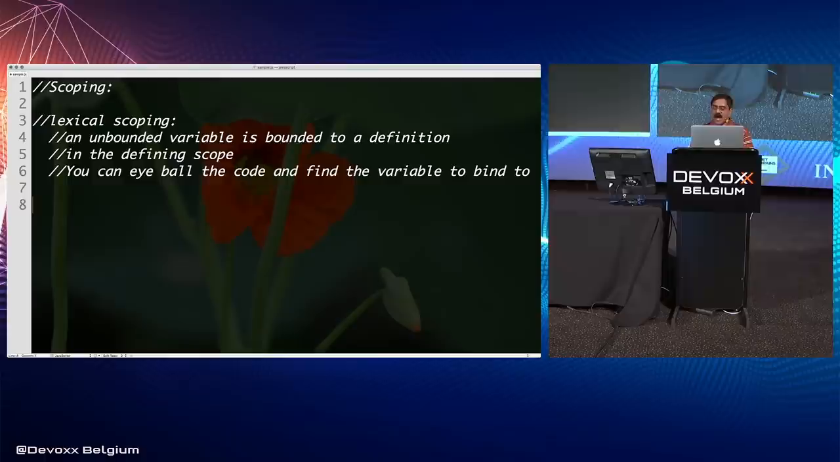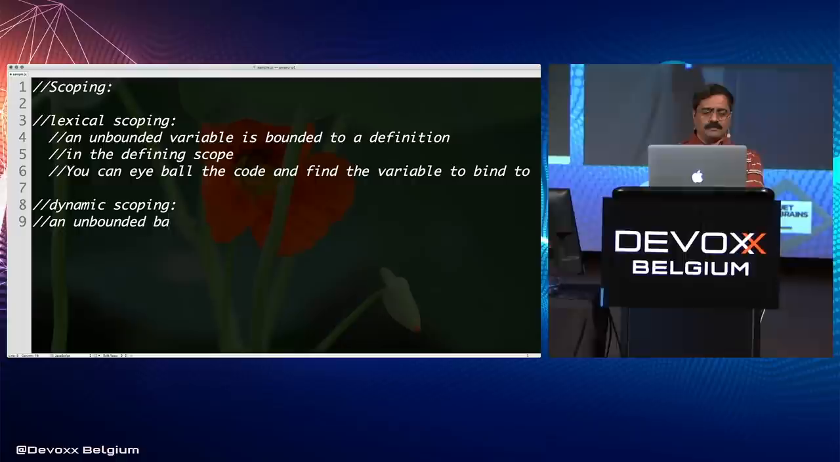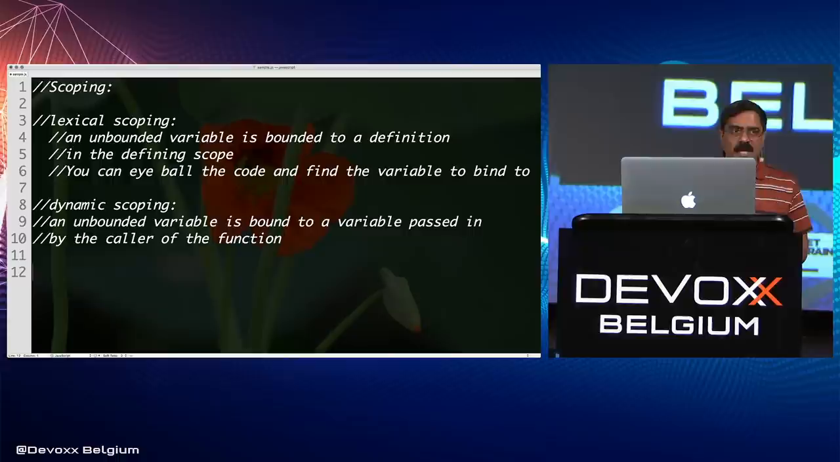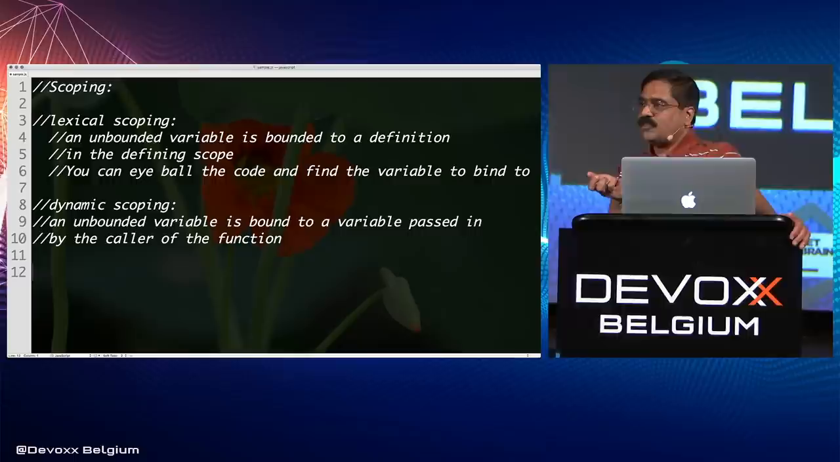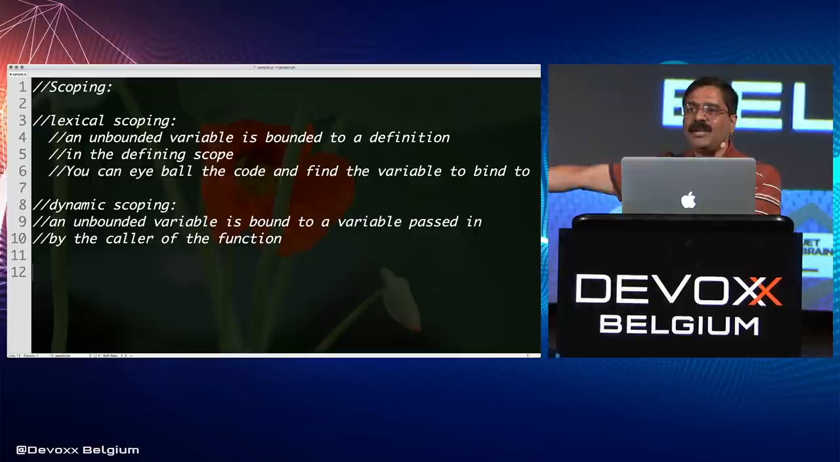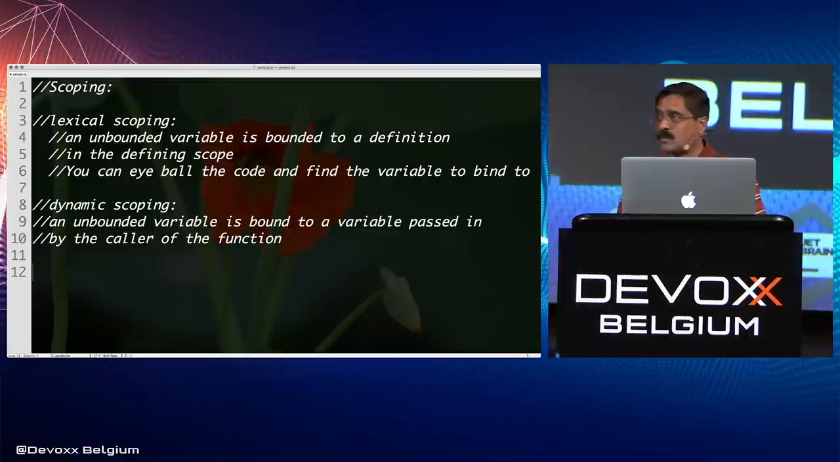But on the other hand, you can also look for what is called a dynamic scope. So what is dynamic scope? Dynamic scoping is where an unbounded variable is bound to a variable passed in by the caller of the function. In other words, when a variable is unbounded, you're like, gosh, I don't know where this variable is coming from. You cannot eyeball the code to find it. Whoever called you is going to pass that to you. If you have lexical scoping, it doesn't matter who is calling you, it's the same value you're going to bind to. In the case of dynamic scoping, on the other hand, if there are three callers, the variable may have three different values depending on who is calling it. And so dynamic scoping gives you a lot more flexibility, but it can be really hard as well.